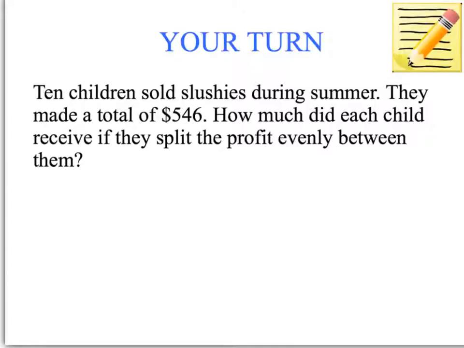Now, we either need to multiply or divide here. So it gives me a bit of a clue by saying they split the profit evenly. Okay, so that leads me to believe that we need to divide the number between the 10 children. So each child needs to get some part of the profit. So we need to go 546 divided by 10, because there are 10 children, and we have to work out what that would be using what we know about dividing using powers of 10.